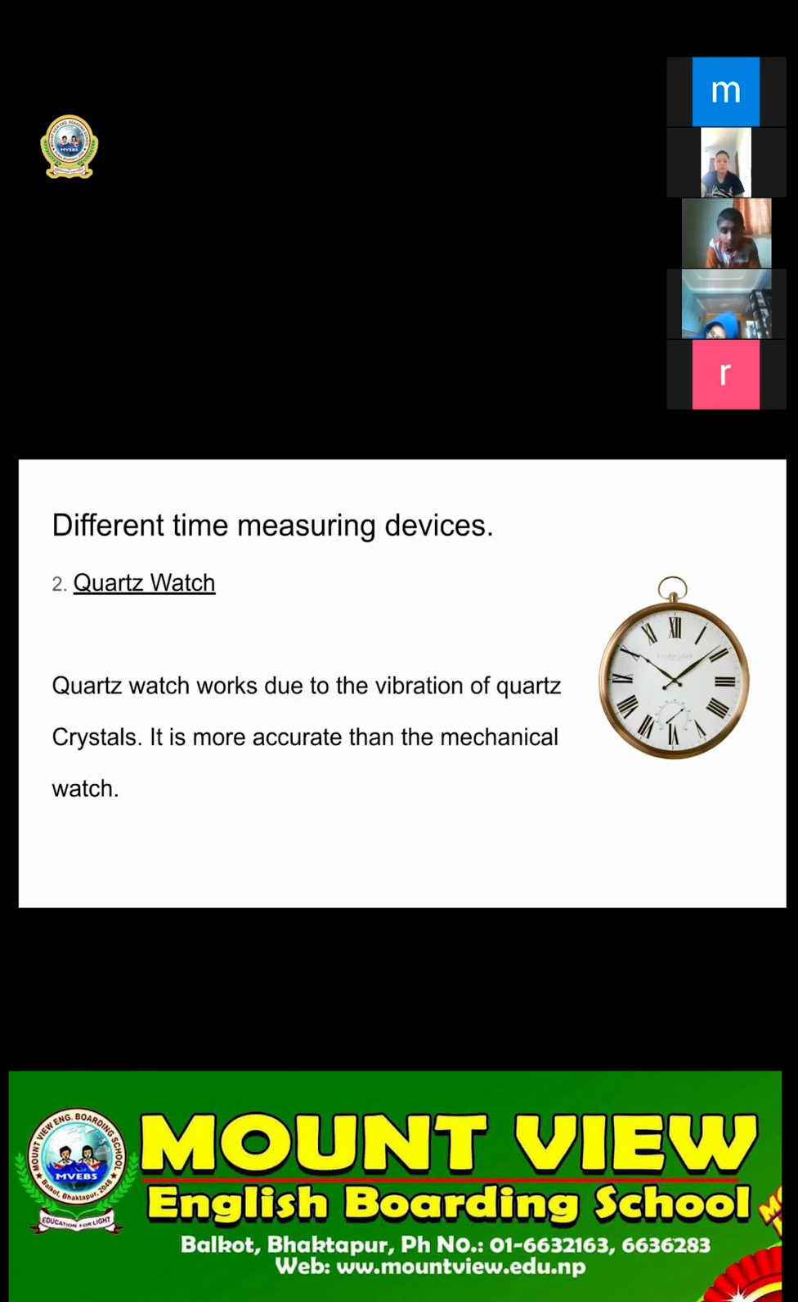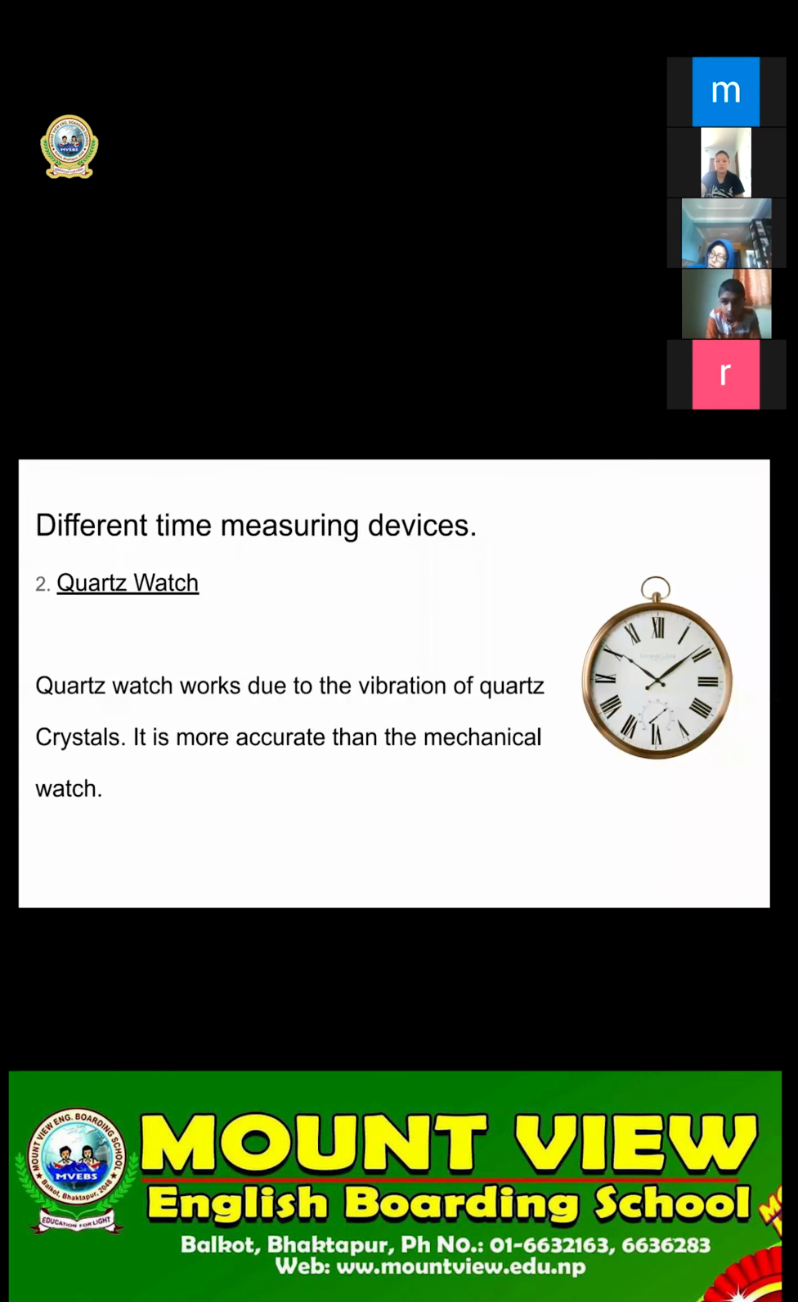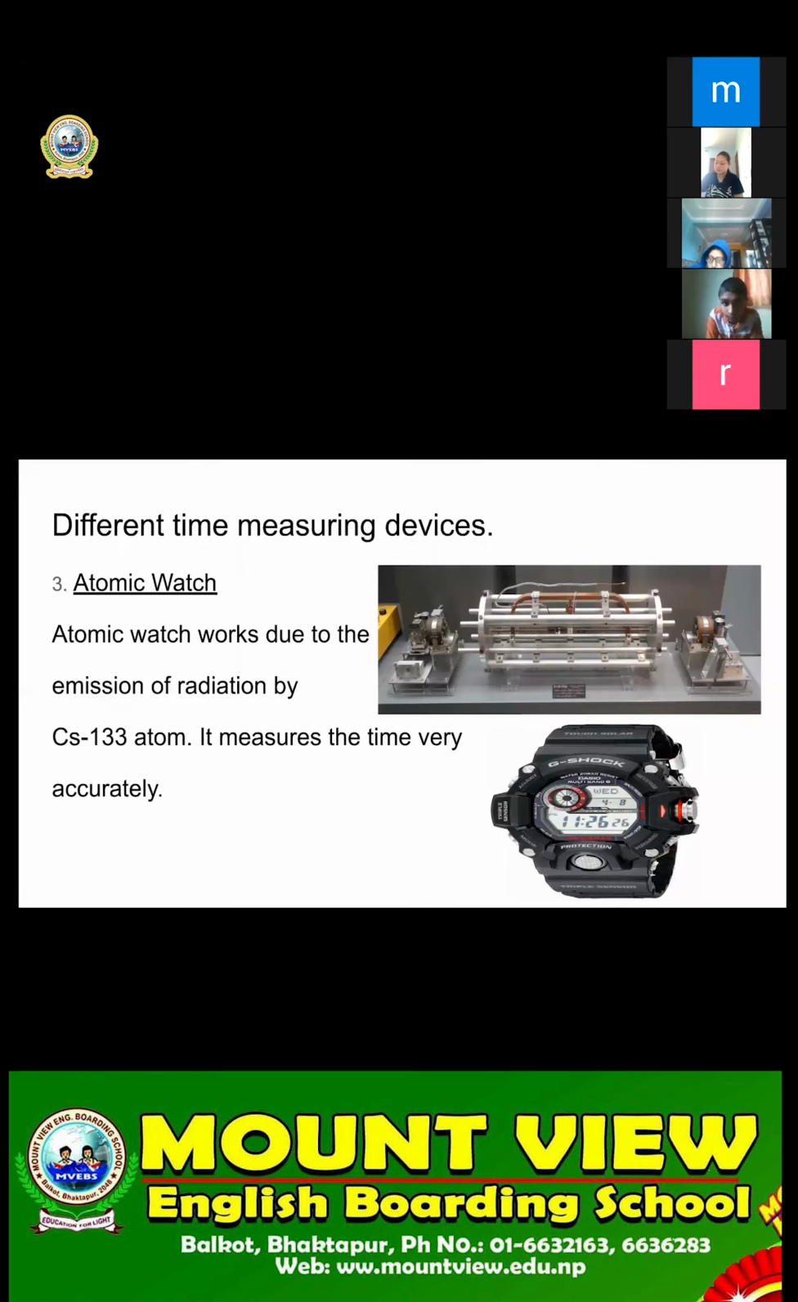It fluctuates less. Next, the last watch is obviously atomic watch. And how did we define 1 second time? So 1 second is recorded by the vibration of cesium atom, cesium 133 atom. So if we have a watch that has a cesium 133 atom, and the vibrations of that atom keep the record of time, the watch is obviously called atomic watch.